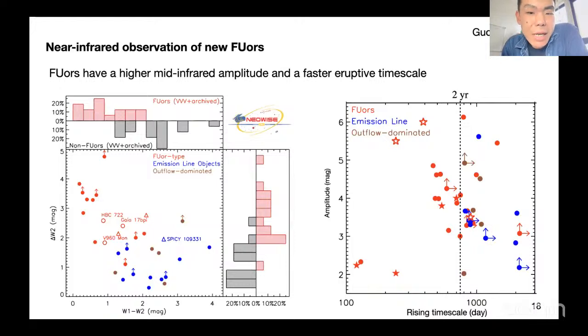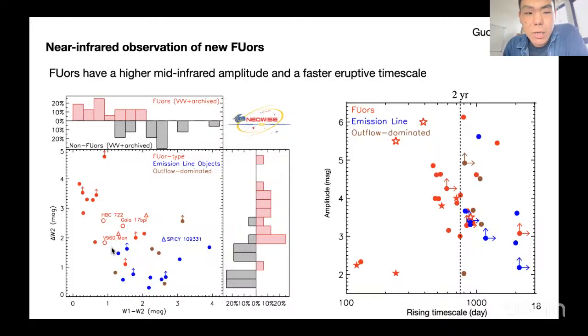We also applied the NEOWISE light curve data to these events, and we are able to conclude that FUors have relatively higher mid-infrared amplitude compared to other types of outbursts we see on those young stars.